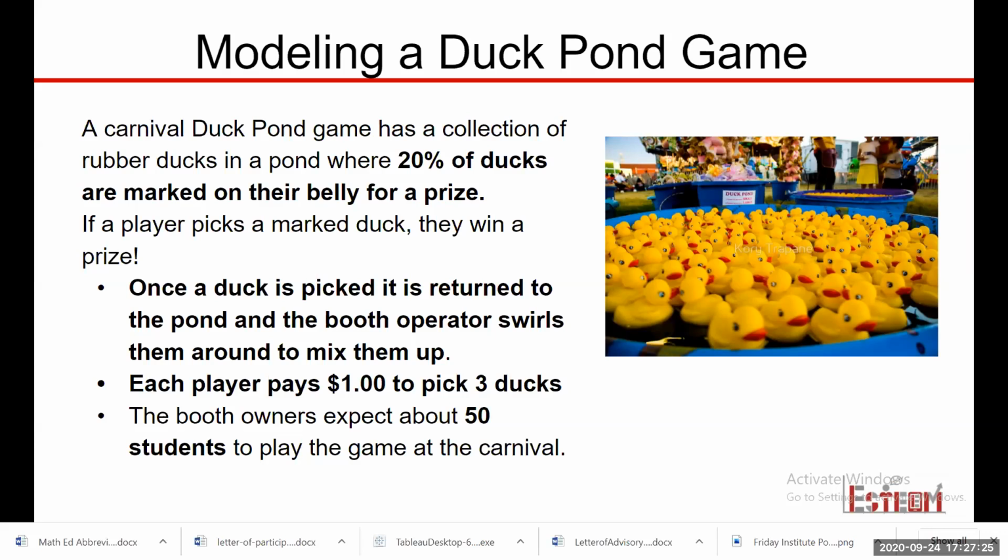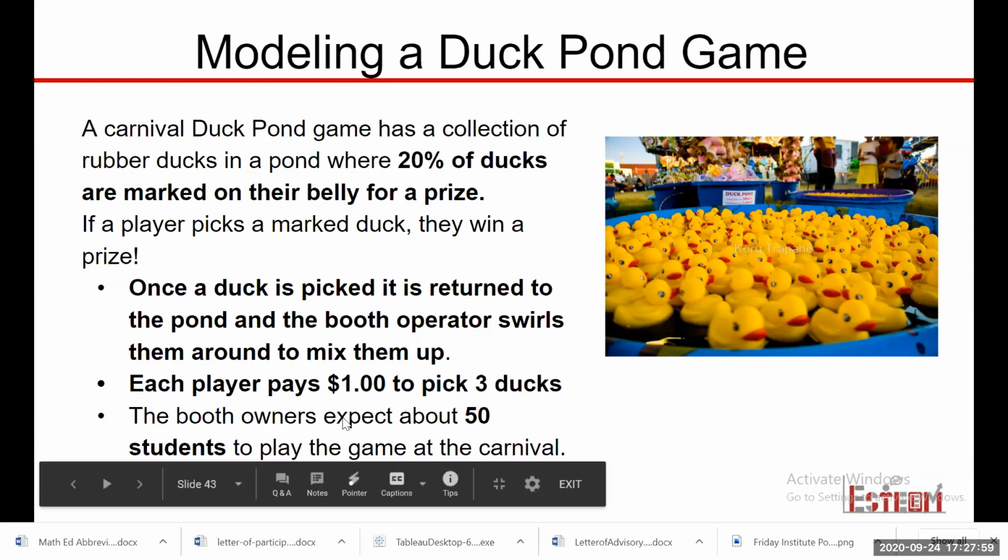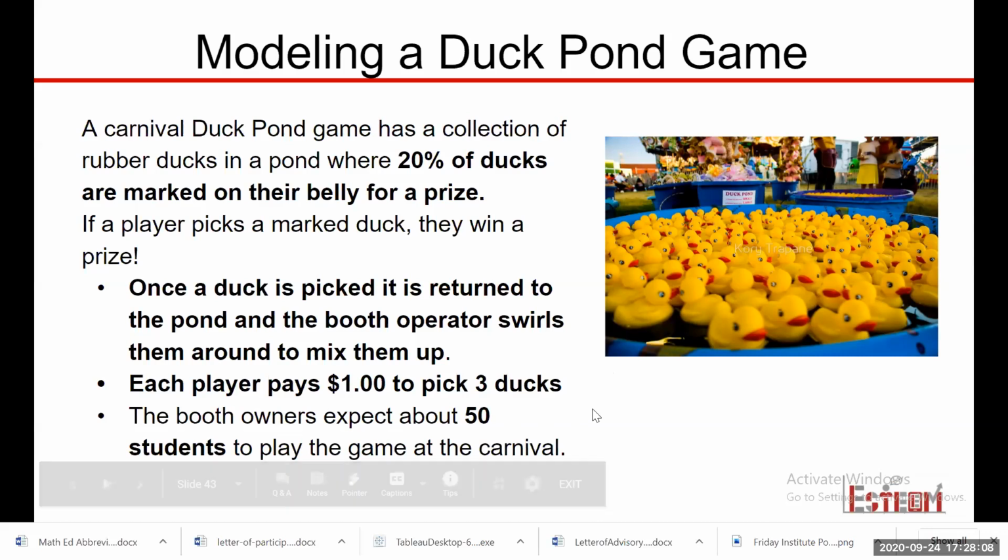So the rules of this duck pond is that the kids don't get to keep the ducks, all right? Once a duck is picked, it's returned to the pond. The booth operator swirls them around before they pick again. So thinking about this with probability, it is a with-replacement situation. I pick a duck, I see if I won or not, and I put that duck back in. So my population of ducks is never changing. Each player pays $1 to pick 3 ducks, and the booth owner expects that during the time they're open, about 50 students will come by and play that game. All right, so that's our situation.